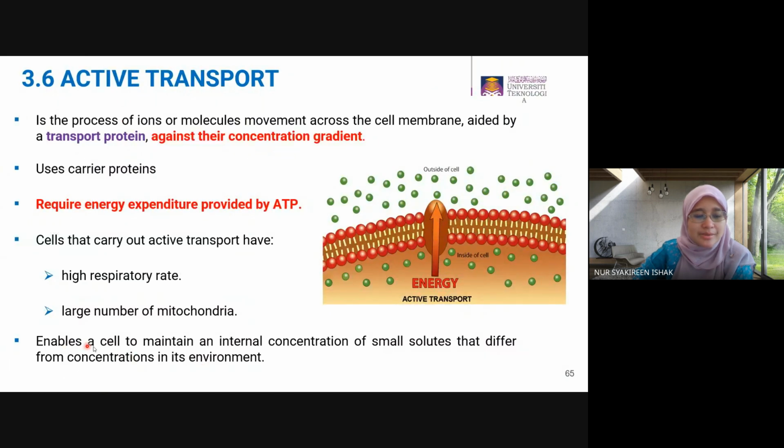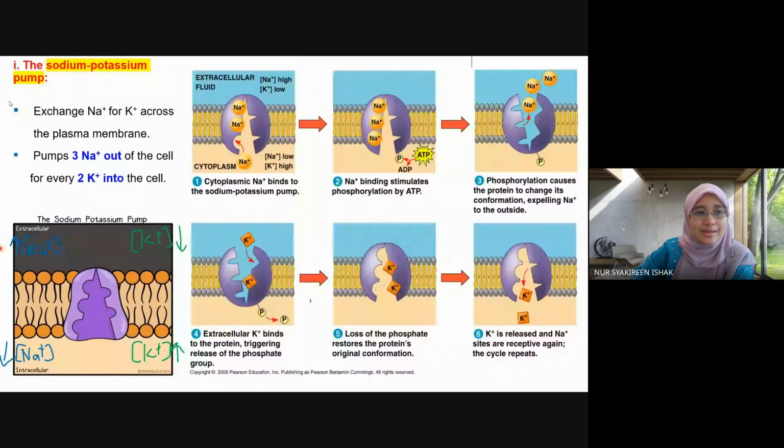This enables a cell to maintain an internal concentration of small solutes that differ from the concentration in its environment. Contohnya ada pada neuron. Neuron yang dalam keadaan resting kena dalam satu negatif 70 dan dimaintainkan oleh salah satu faktornya adalah sodium potassium pump. Okay. So another application kita tengok nanti.